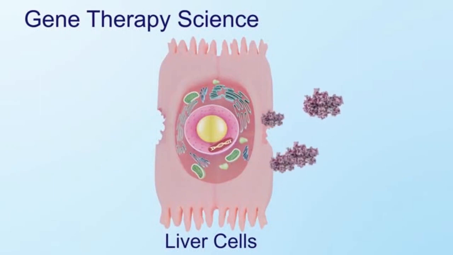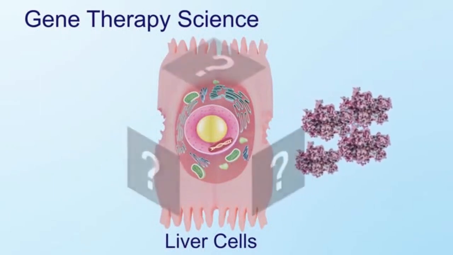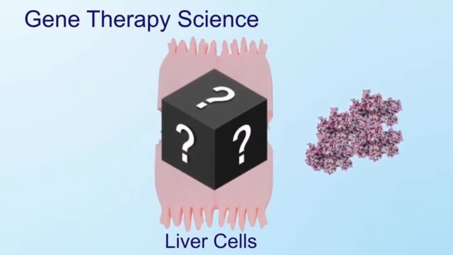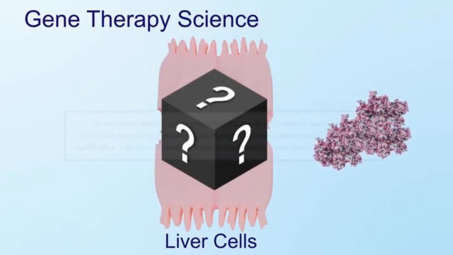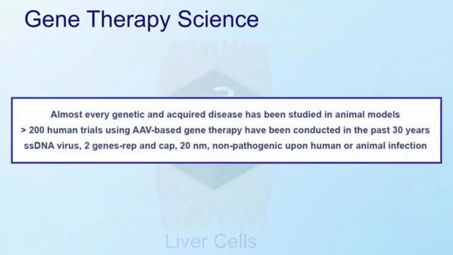Although what happens in the target cell, there's still a lot that is a black box that we need to understand more. There have been an incredible number of animal models in gene therapy and now over 200 human trials of different diseases using AAV-based gene therapy that have been conducted in the past 30 years.